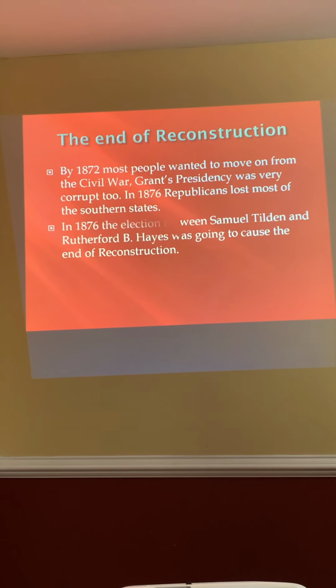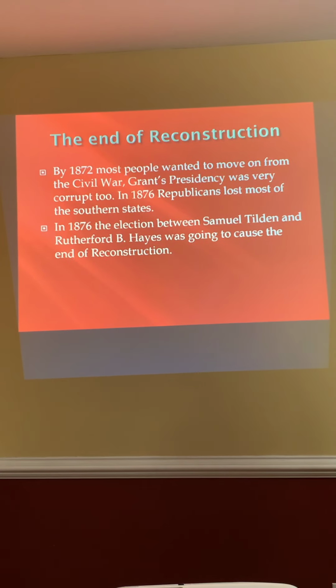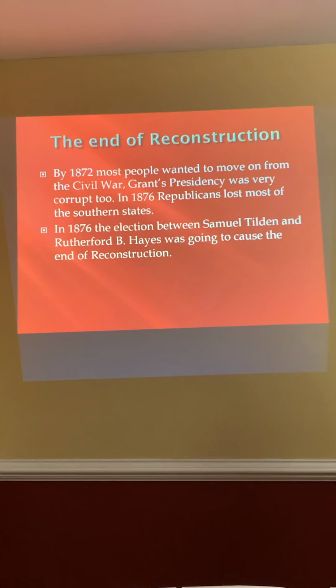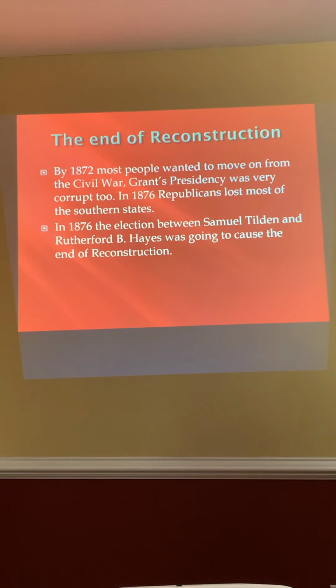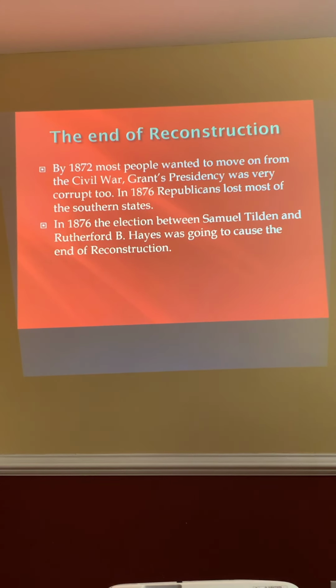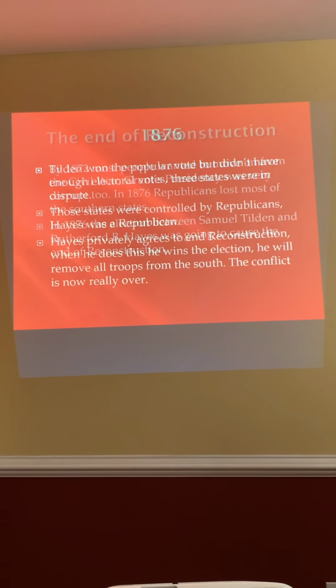Most people want to get out of Reconstruction by the 1870s. People want to move on. Lincoln's dead. Grant's presidency has a lot of problems. Rutherford B. Hayes and Samuel Tilden are going to run for office. And this election between these two is going to cause the end of Reconstruction.